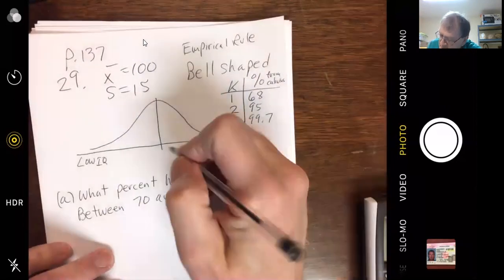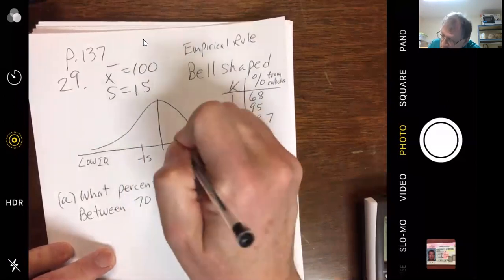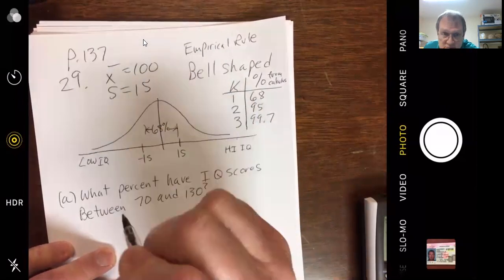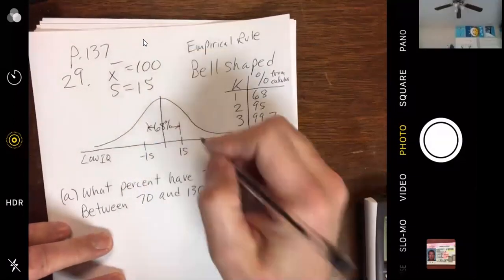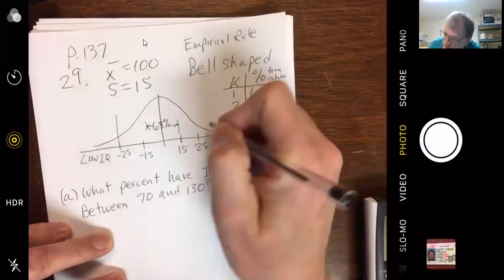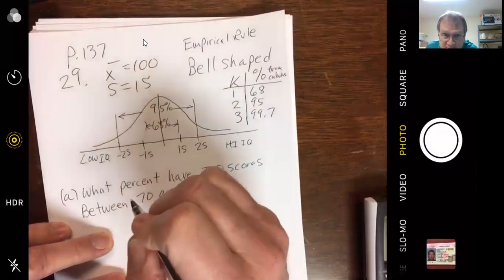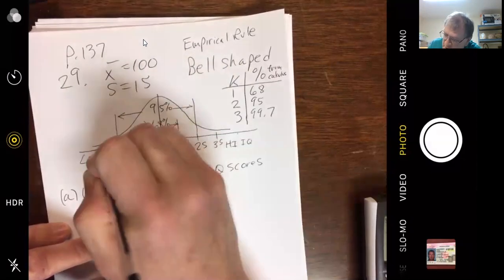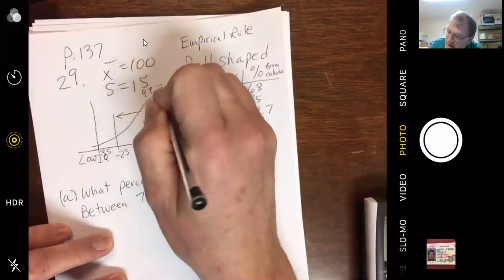It simply means that if you go out one standard deviation in either direction, you can calculate that there will be 68% of the numbers. If you go out to two standard deviations, you can calculate from calculus that there will be 95% of the numbers within two standard deviations. And if you go out to three standard deviations, you can calculate that there'll be 99.7% of the numbers.